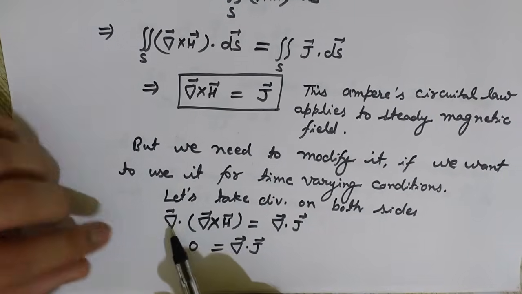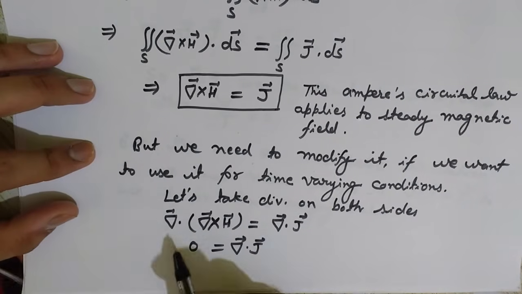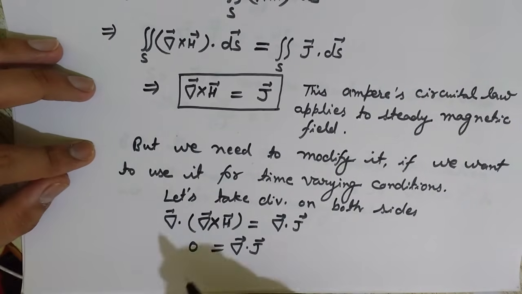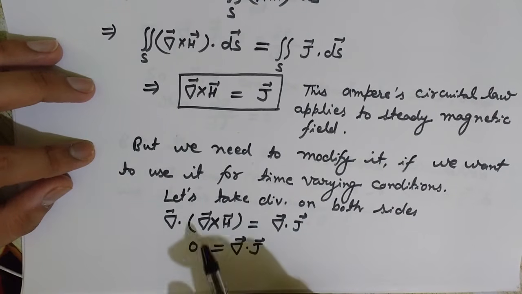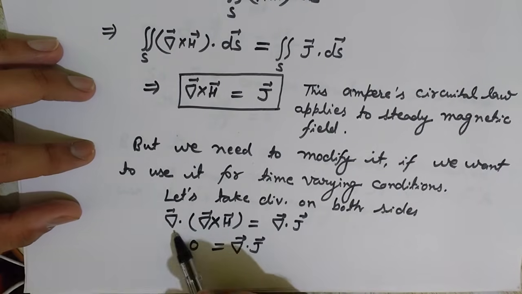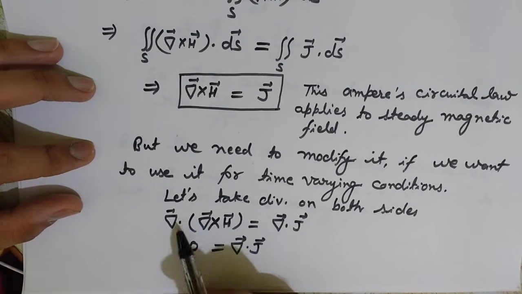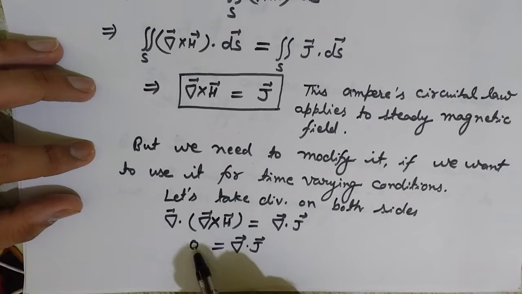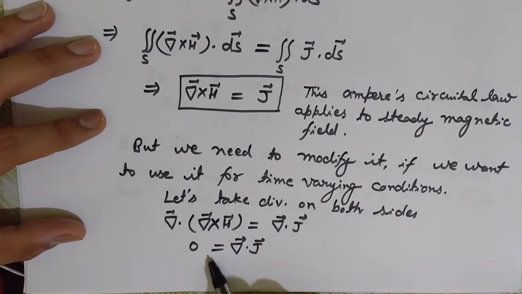0, because the dot product, if two vectors A and B are perpendicular, is magnitude of A into magnitude of B into cos theta, where theta is the angle between these two vectors, and cos 90 is equal to 0. So it means that divergence of J is 0.